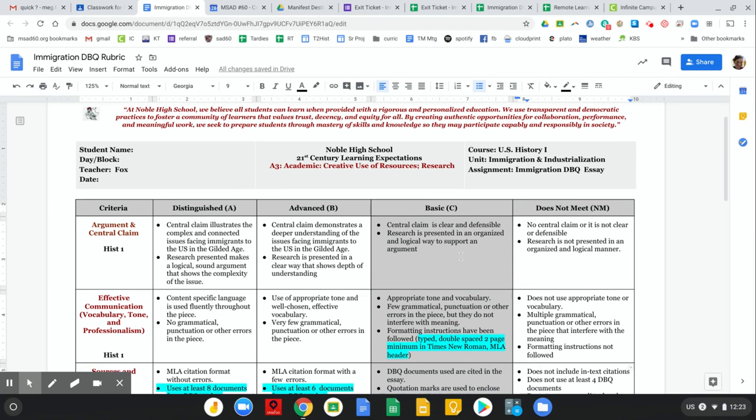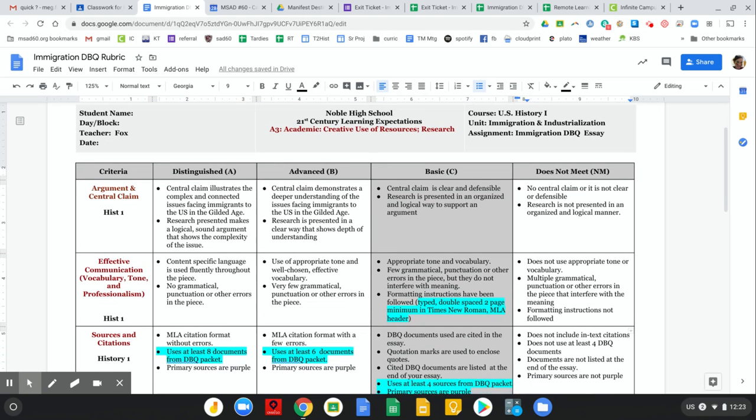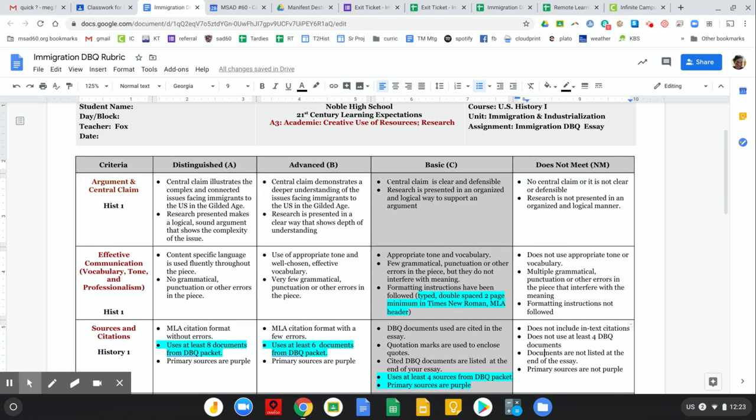Okay, so starting with your argument and central claim. For a C, your central claim is clear and defensible. I've been getting some of your exit tickets with DBQs, the central claim for the DBQs in them, and for the most part, you guys are getting pretty good at central claims, but if you want me to check yours over, please let me know.